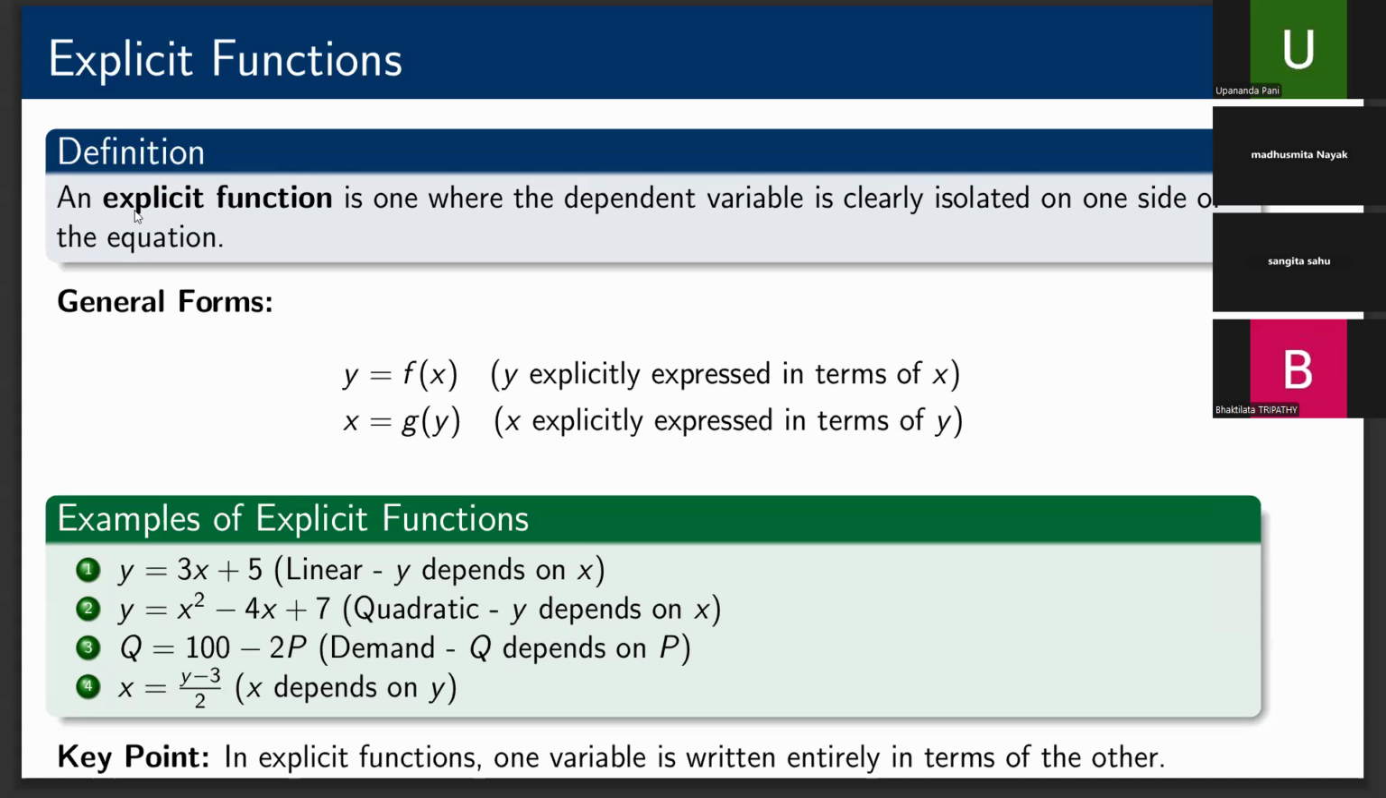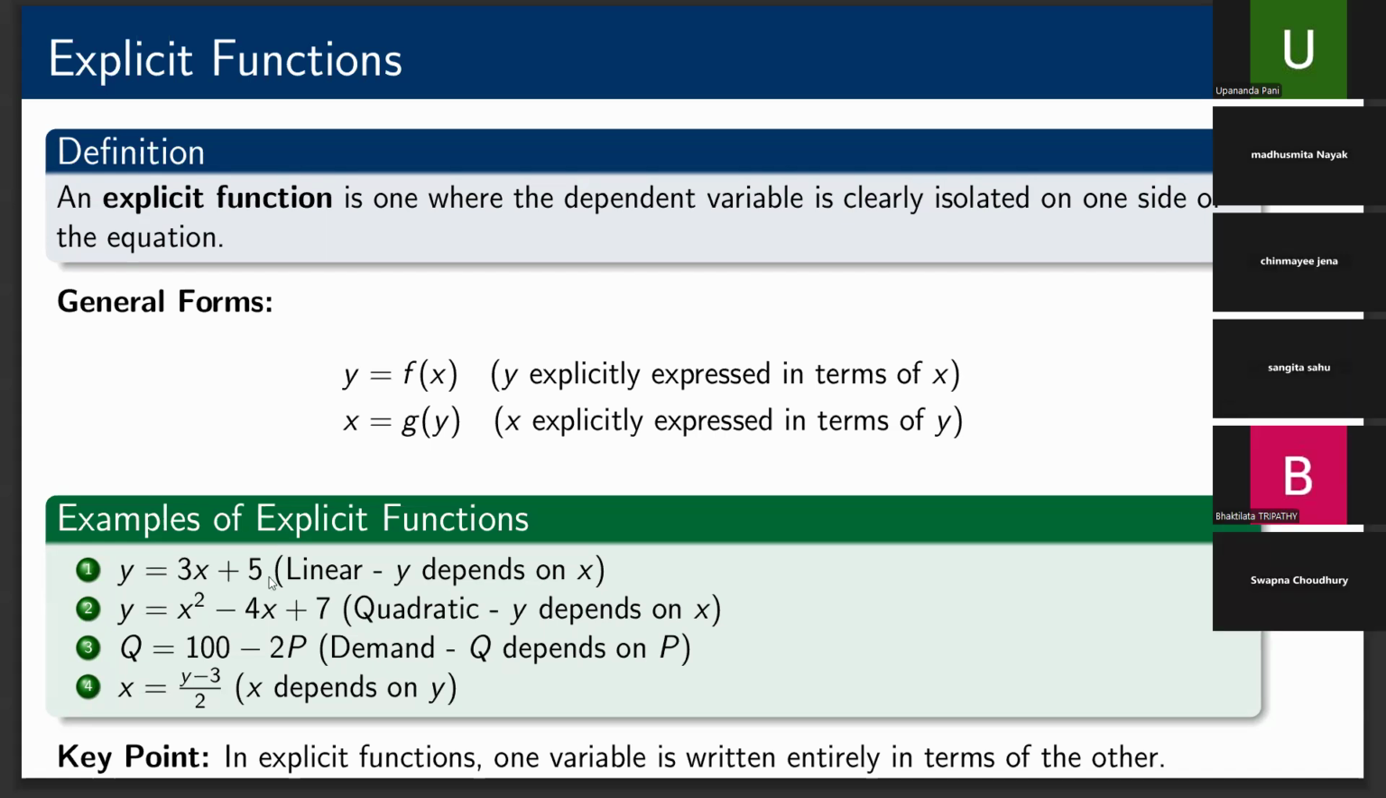Similarly, x is a function g of y. For example, take some example. Here, y equal to 3x plus 5. Here, y is explicitly represented as 3 times x plus 5. That's why you call it an explicit function. y is represented in terms of x. There is no combination of y and x. Similarly, y equal to x square minus 4x plus 7. It is also an explicit function, and y is represented in the form of x only, and so on.